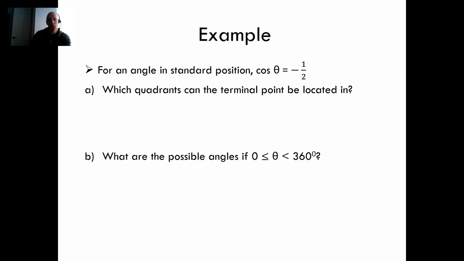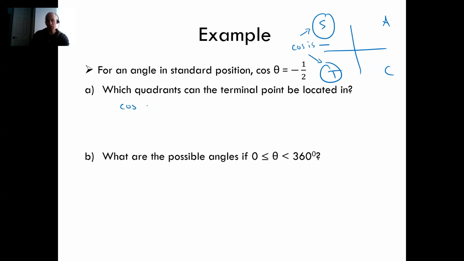Okay, here's one more. For an angle in standard position, cosine theta is equal to -1 over 2. Which quadrants could the terminal point be located in? So what we're told here is cosine is negative. So, all students take calculus: in quadrants 1 and 2, cosine will be positive, but in quadrants 3 and 4, cosine is negative. So what we can say is cosine is negative in quadrants 2 and 3.